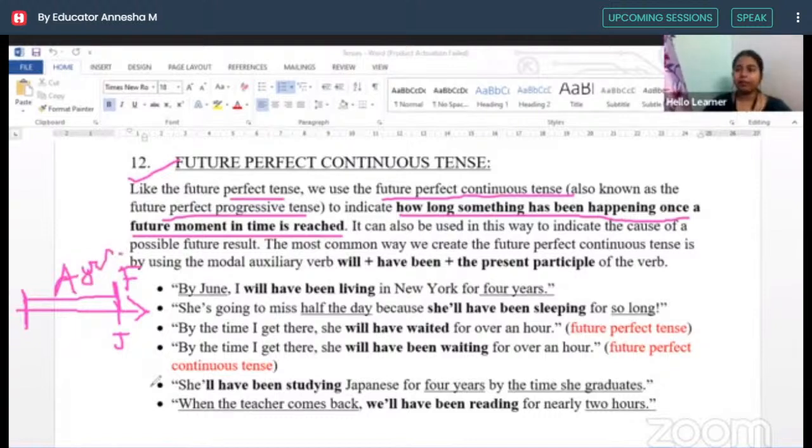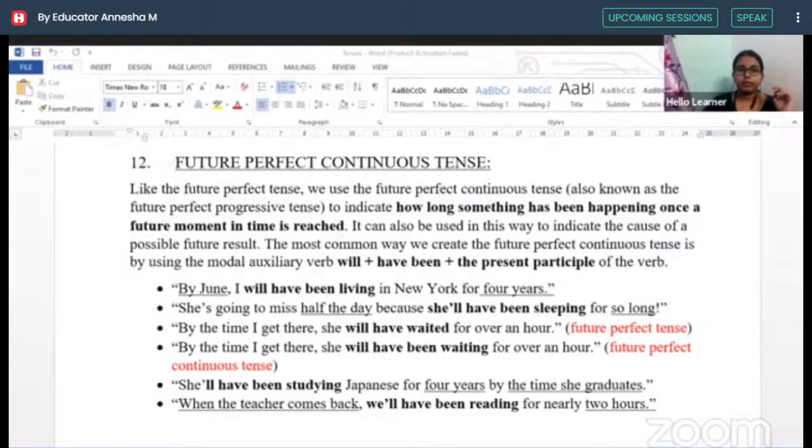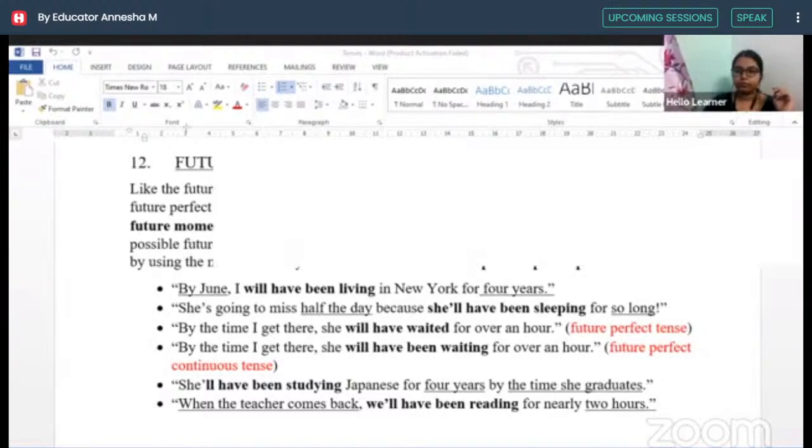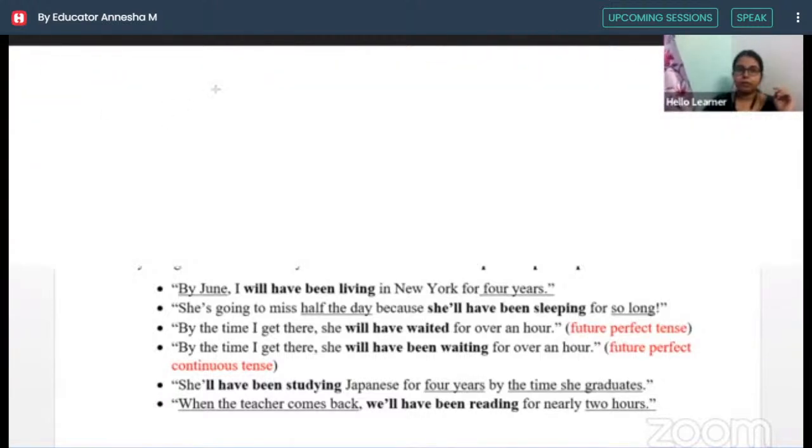Understood guys? Yes, is the rule clear guys, what we are saying, how we are using the future perfect continuous tense? Ma'am, little complicated. Can you please explain again? Yes, sure, definitely. Ma'am, in future perfect, same example you've given, no? Absolutely, absolutely, exactly the same example, I'm coming to that as well.